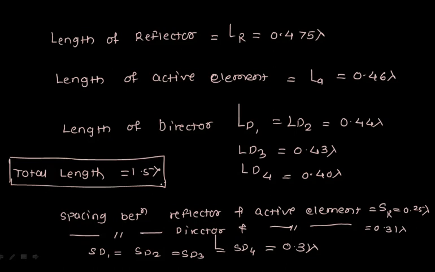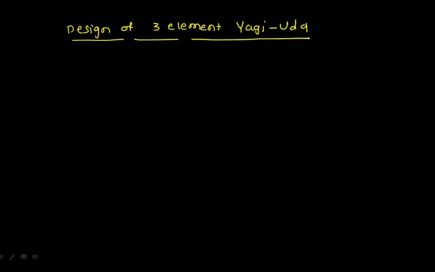Now we'll design one antenna which will be of 6 elements and another of 3 elements. I have already explained the 6 element antenna. What if I'm going to design an antenna of 3 elements? So here is the design of a 3 element Yagi-Uda. I'm just explaining how these antennas are designed, and in the next session we'll talk about the designing.